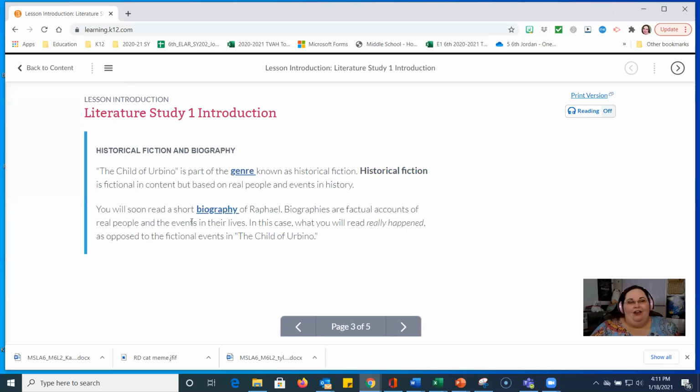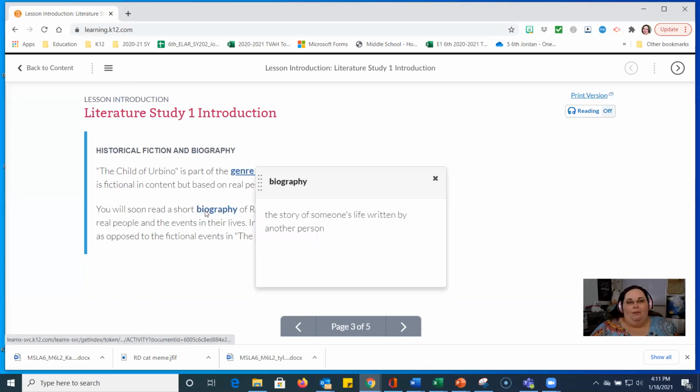You will soon read a short biography of Raphael. The biography is the story of someone's life written by another person. If it's written by the person, it's called an autobiography. So if Raphael wrote his own history, that would be an autobiography. But since it's written by somebody else, it's just a biography.